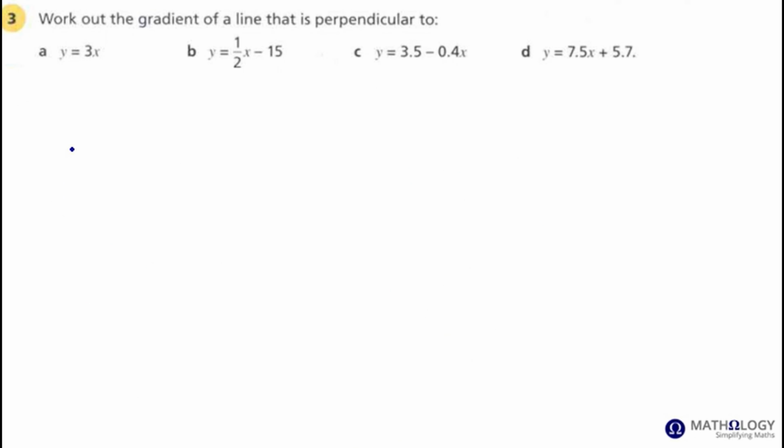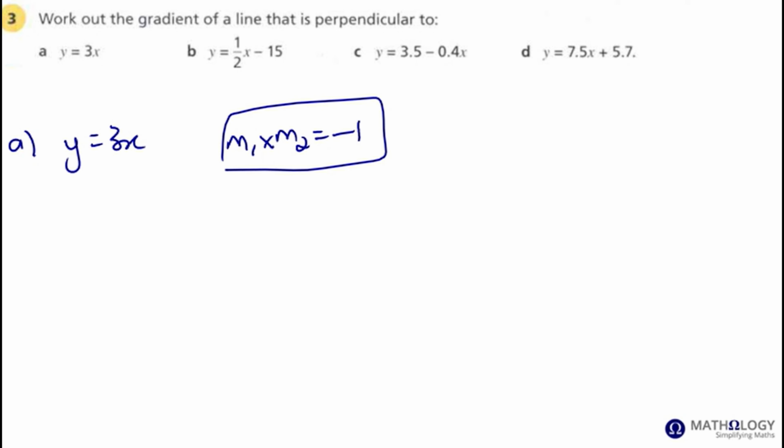Question 3. Work out the gradient of a line perpendicular to each of these lines. Okay, so the first line is y equals 3x. So for perpendicular lines, gradient 1 times gradient 2 must be negative 1. So gradient 1 is 3. Okay, that's the gradient of the first line.